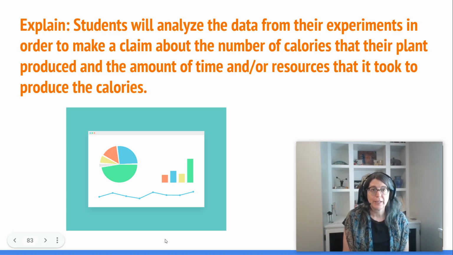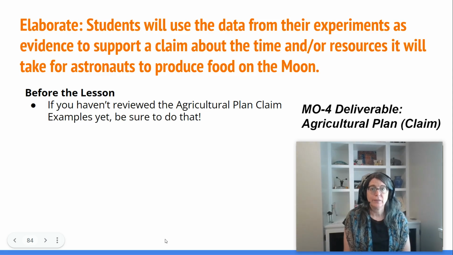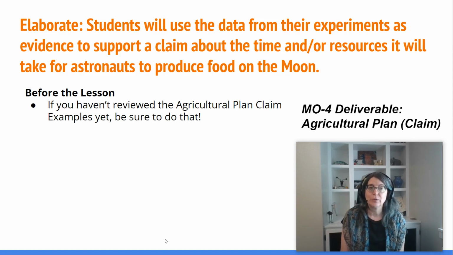The agricultural plan claim is in the Elaborate section. So in this section, students will use the data from their experiments as evidence to support a claim. You will see in the lesson plan, there is a template for this and also some examples. So again, if you did not review those examples before you started the lesson, definitely review them before you start this section of the lesson.